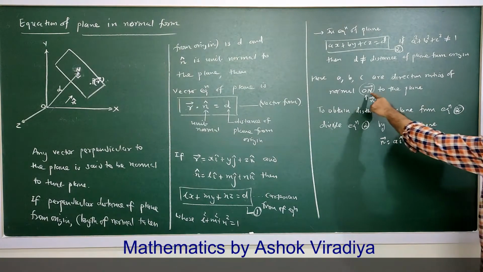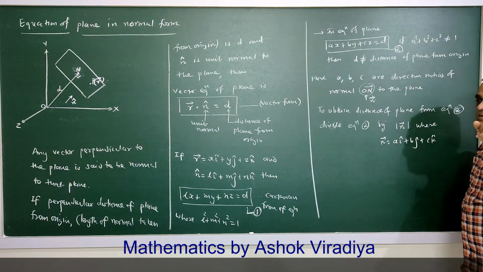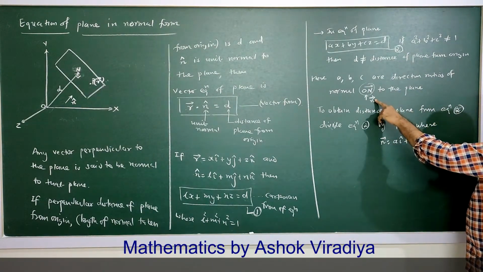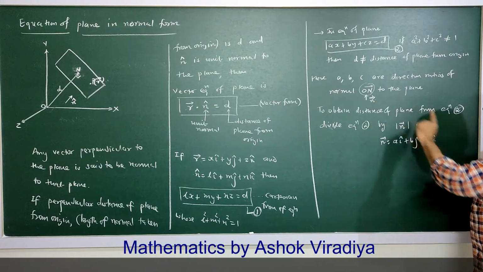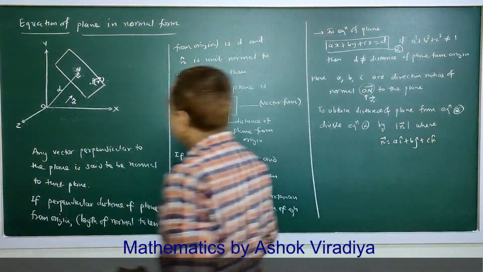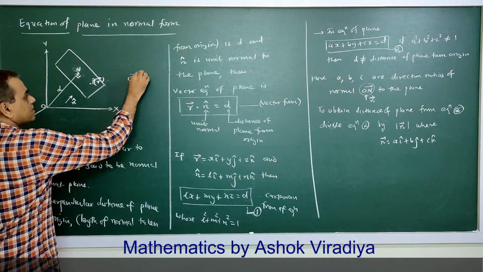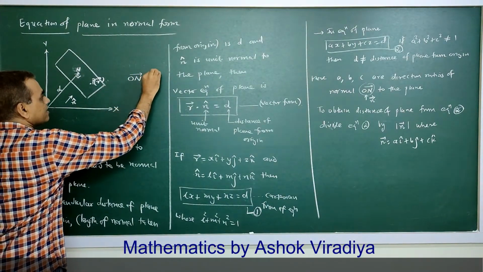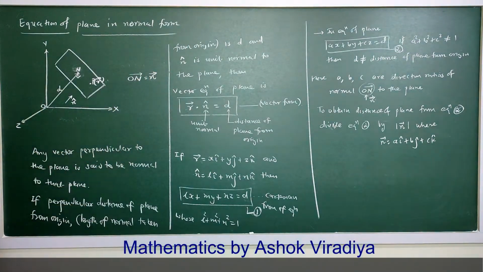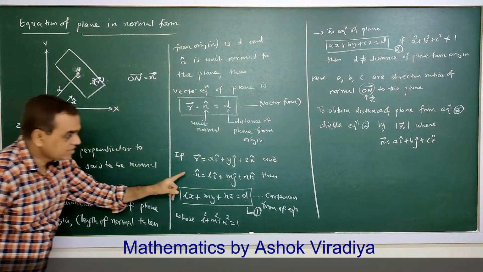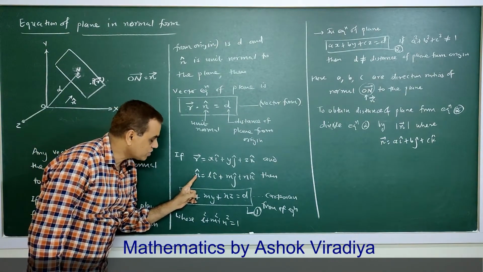The symbol, I am using a different symbol. This symbol is for vector n. Here in the diagram we can say ON. This vector is vector n, the normal vector, and this is the unit vector. So in this result the unit vector is used.